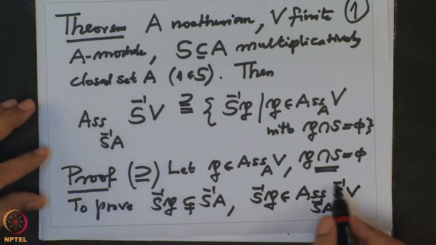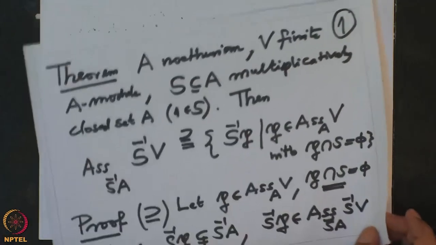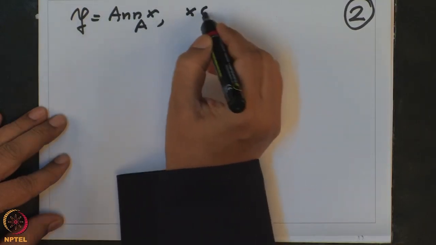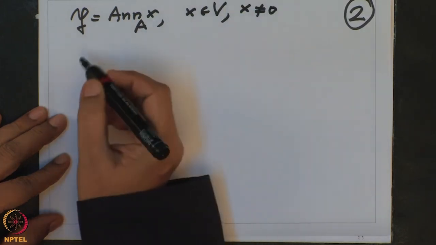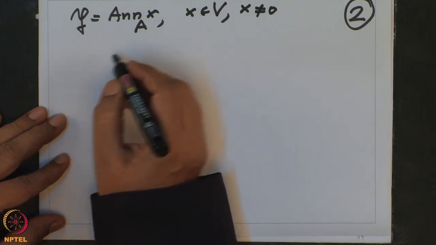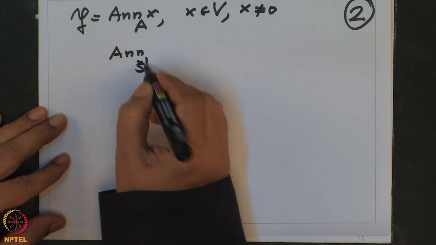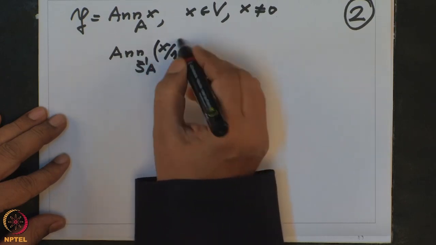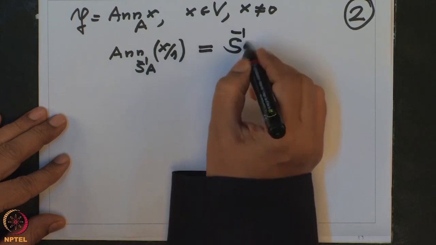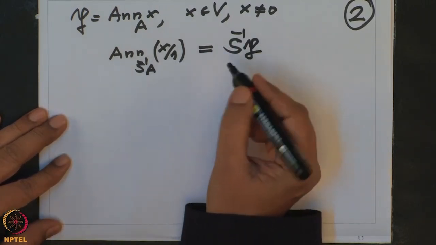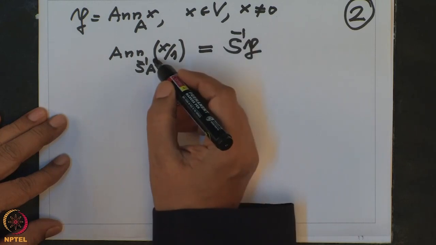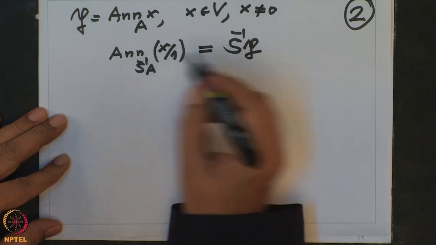To check this, I have to produce an element in S inverse V so that its annihilator is precisely S inverse P. Originally P was associated, therefore P is the annihilator of x for some x in V, x non-zero, and now the candidate we should look for is the annihilator, in S inverse A as an S inverse A module, of the element x by 1. I should prove that this is precisely equal to S inverse P. If you prove that, then we are done. But this is very easy, because you have to prove that any element here annihilates this, and conversely any annihilator of x by 1 is contained here.